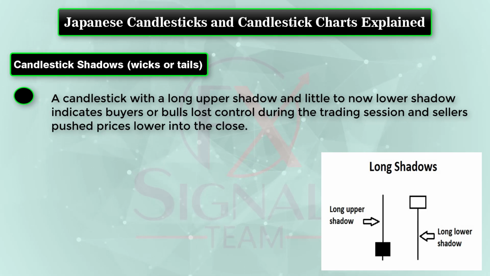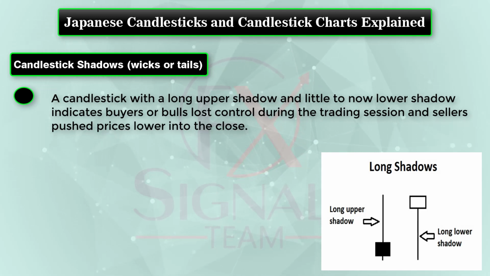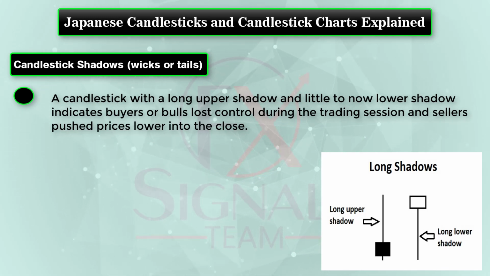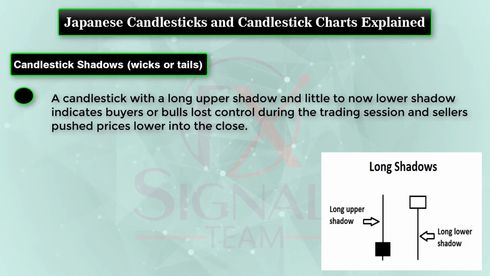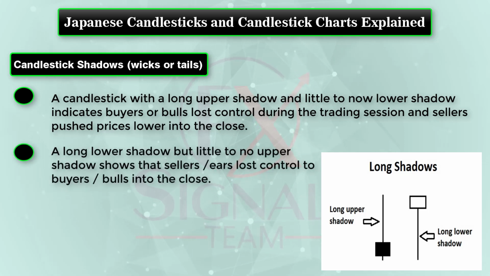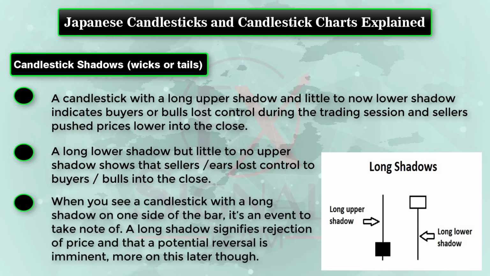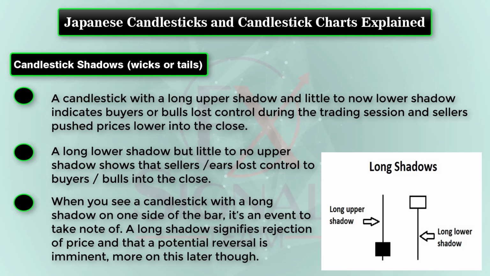A candlestick with a long upper shadow and little to no lower shadow indicates buyers or bulls lost control during the trading session, and sellers pushed prices lower into the close. A long lower shadow but little to no upper shadow shows that sellers lost control to buyers or bulls into the close. When you see a candlestick with a long shadow on one side of the bar, it is an event to take note of. A long shadow signifies rejection of price and that a potential reversal is imminent. More on this later, though.